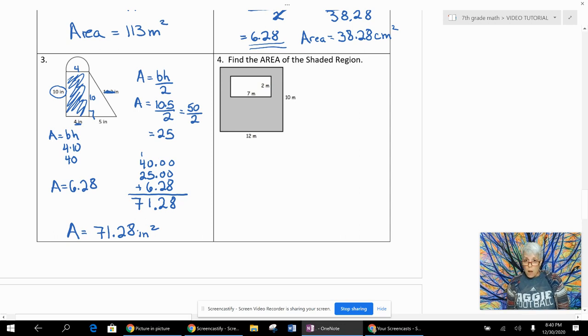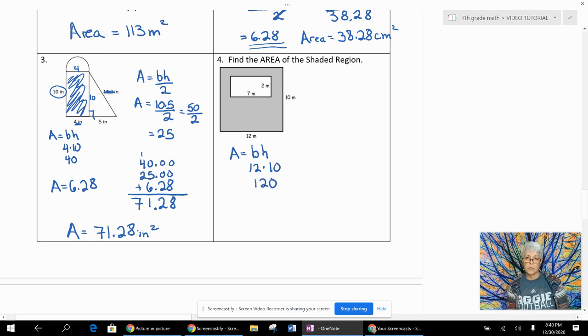All right. The next problem is different. This is a shading problem. This is where you have to find the shaded area. Now we have a big rectangle, and to find the area of that rectangle, I'm going to have to multiply the base times the height, which is, sorry about that, 12 times 10. No, I was looking at something else, which is 120.